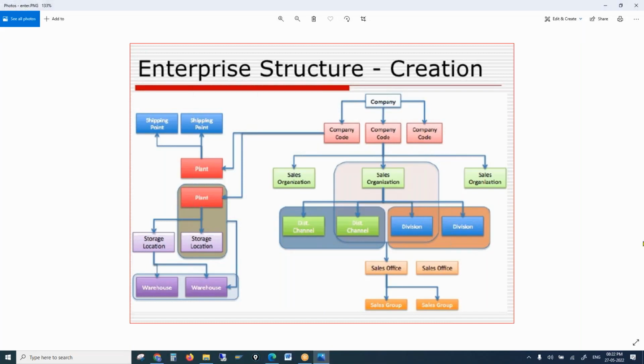Then next, below the sales organization, you see there is something called distribution channel. Again, the structure goes the same. One company code can have any number of sales organizations. So this is again one to many, and this is one to one. Okay. So the next, under sales organization, we have distribution channels. So what is this distribution channel?